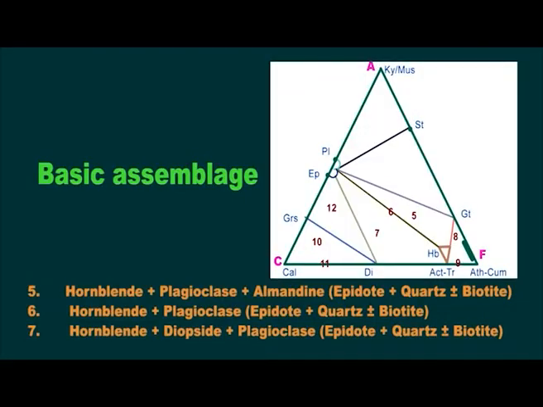Basic assemblages. Number 5, hornblende, plagioclase, almandine with epidote, quartz plus or minus biotite. Number 6, hornblende plus plagioclase with epidote plus quartz plus or minus biotite. Number 7, hornblende plus diopside plus plagioclase with epidote plus quartz plus or minus biotite. Derivatives of the basic rocks are amphibolites. Many of them are garnetiferous. Coexistence of plagioclase, anorthite 25 to 45%, with epidote is common in these rocks.